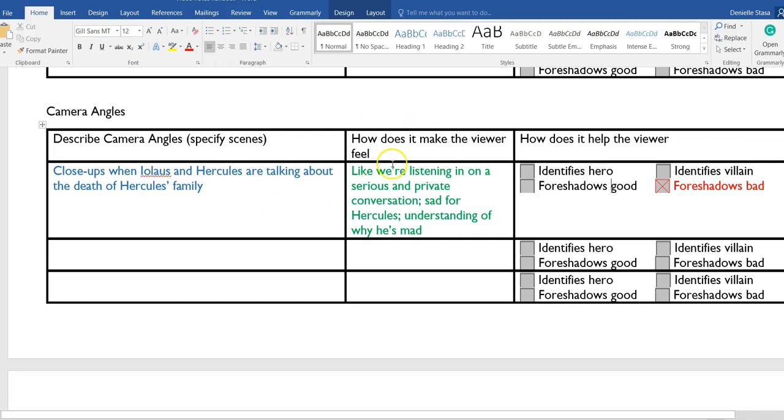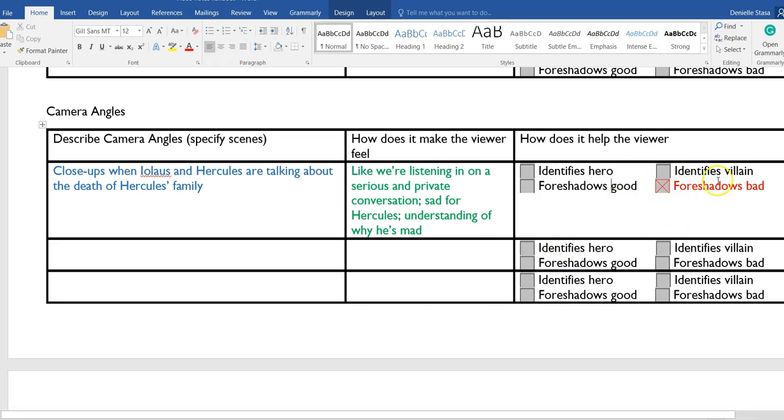And how did that make the viewer feel when the camera angle came in? Well, it made us feel like we were listening to a serious or private conversation. Sad for Hercules. It was a serious conversation. It was about a sad topic and an understanding of why he's mad. So we kind of listened in and felt what Hercules was saying to Aeolus, as opposed to if it had been a broader camera angle.